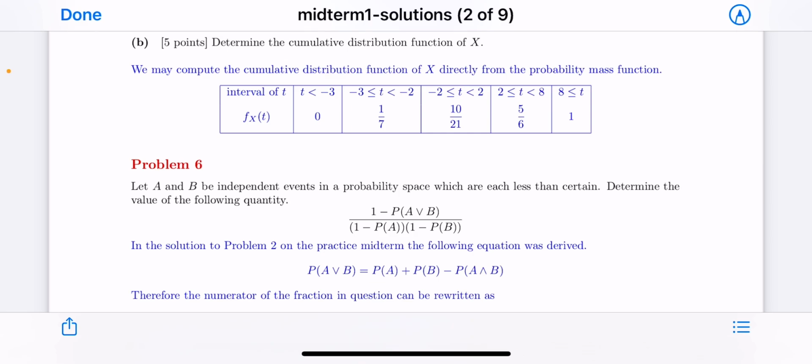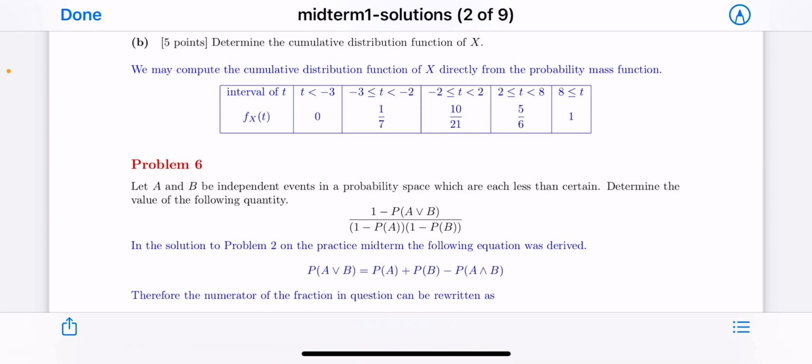Then I can say probability of A and B is 0. Probability of A times probability of B is 0. So two impossible events are always independent of each other. And if I plug in zeros for all the probabilities, I get 1. So I know that the answer to the question is supposed to be 1. I just need to figure out why.